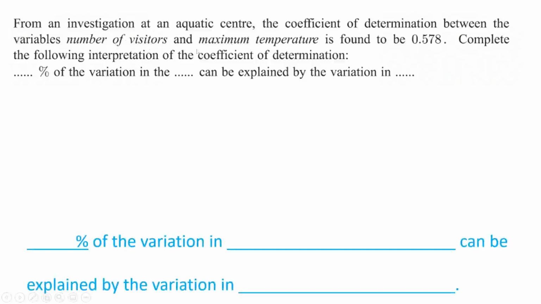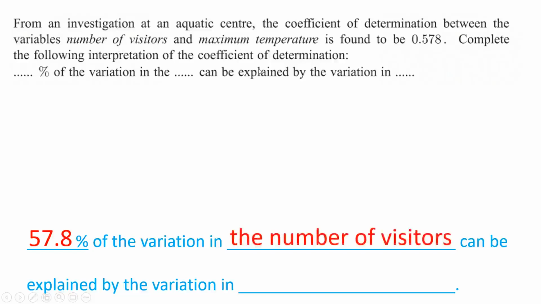So our coefficient of determination is 0.578, which is here. We're going to multiply that by 100 to get 57.8. So 57.8% of the variation in something can be explained by the variation in something else. So what will be explained by the other one? Well, we just said that the number of visitors will be explained by the temperature. The temperature causes the visitors, so therefore the number of visitors can be explained by the variation in the temperature.